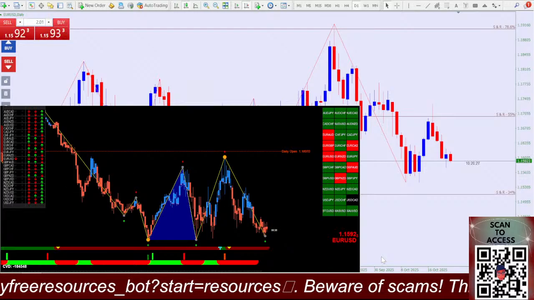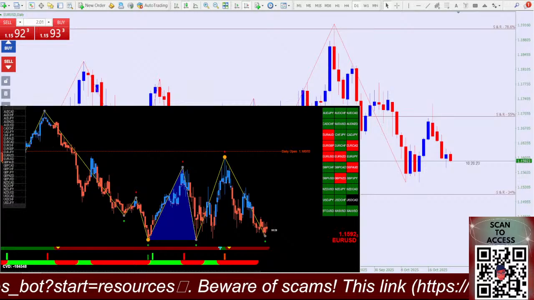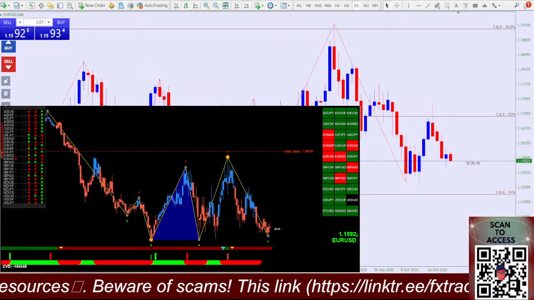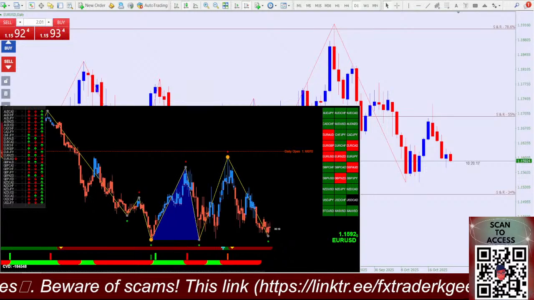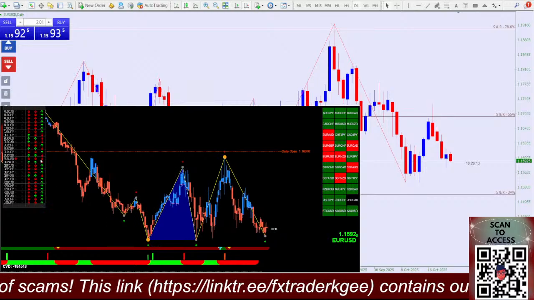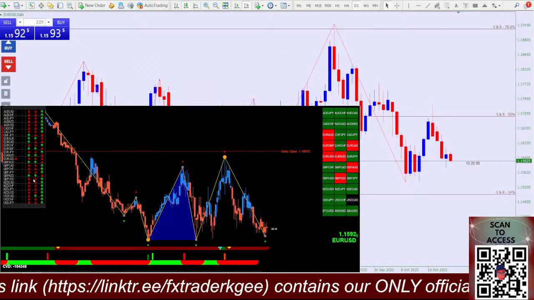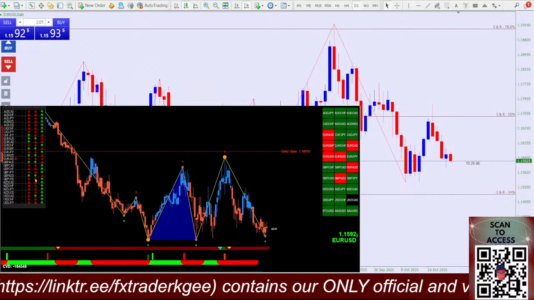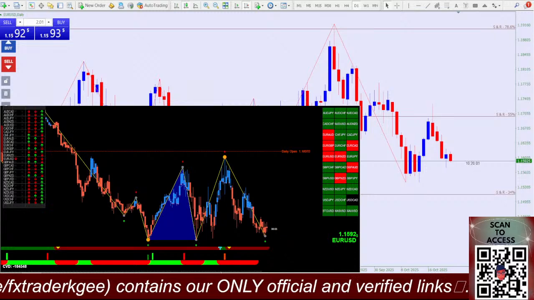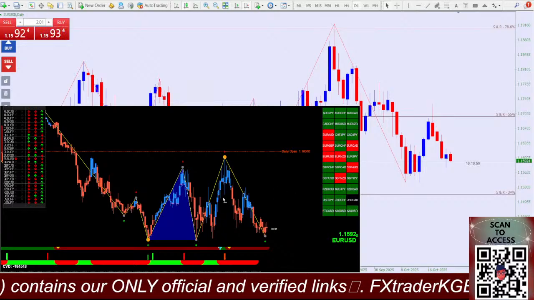So currently it's still Euro USD that we have as the only signal that is on. I'm also looking for GBP USD and possibly GBP JPY. So where's GBP USD here?